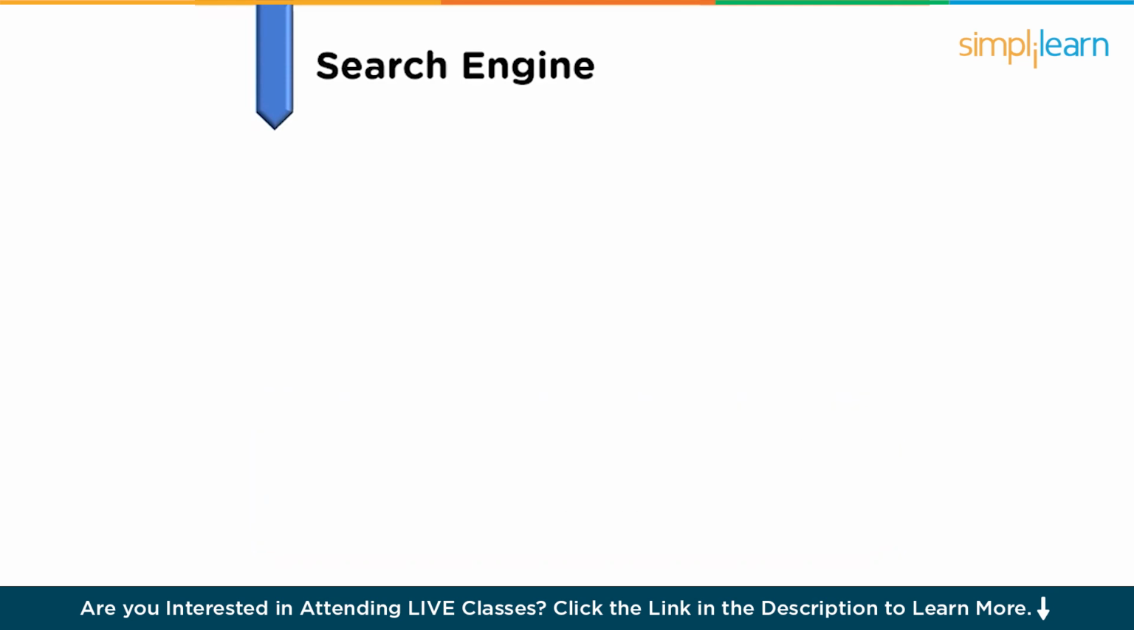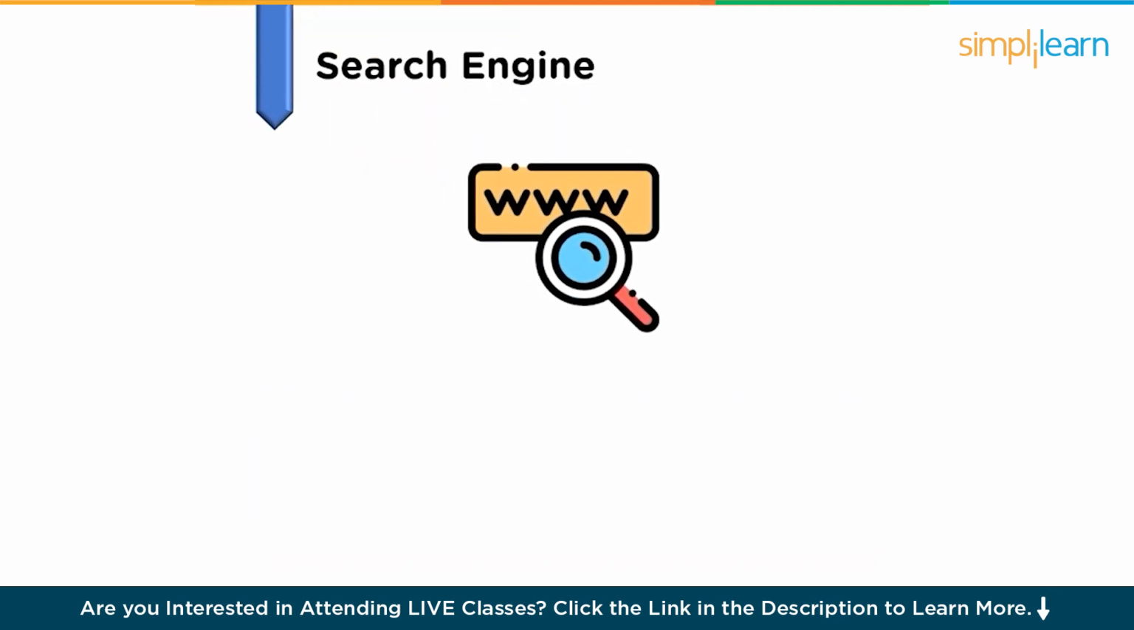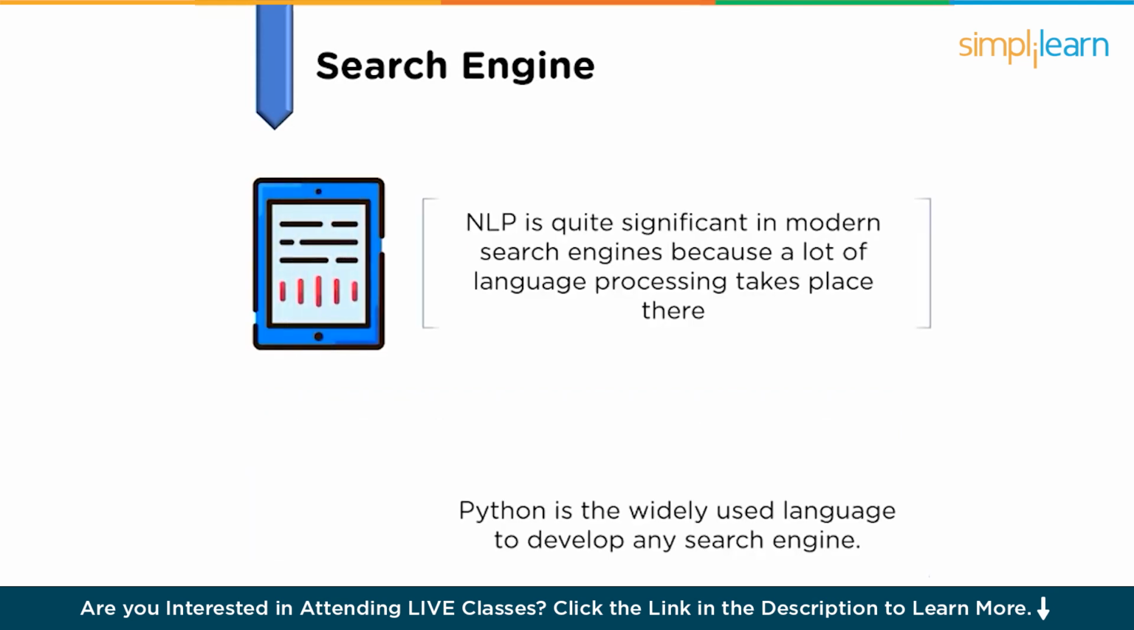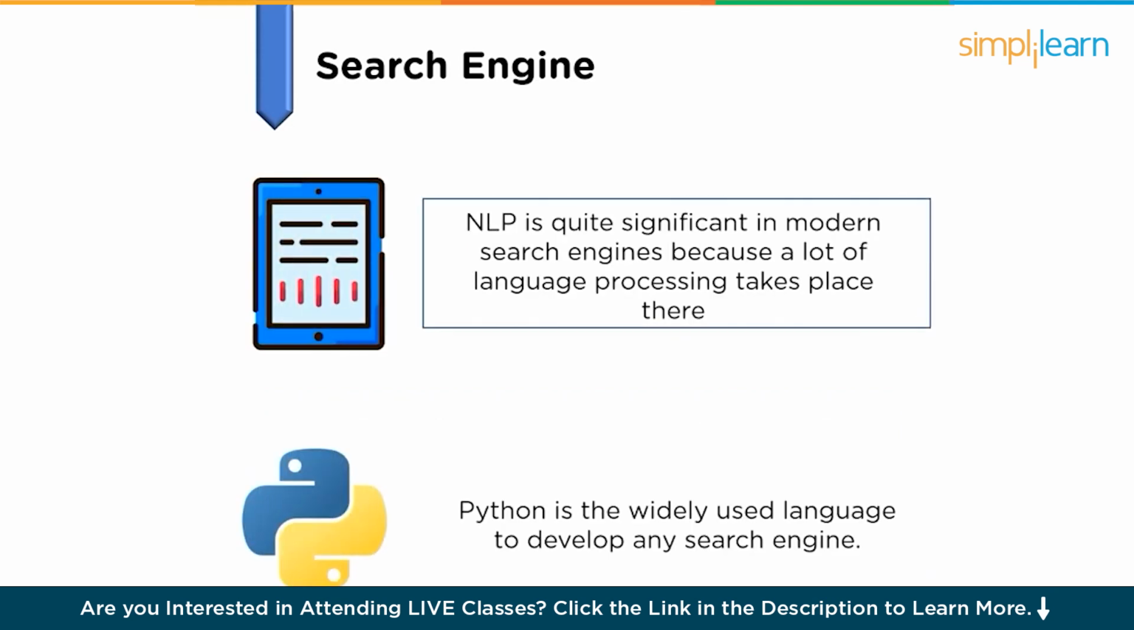Now coming to an important project, search engine. Search engines are utilized by all. We look for information on the greatest product to buy, a nice area to hang out, or solutions to any questions we have. NLP is quite significant in modern search engines because a lot of language processing takes place there. Python is the widely used language to develop any search engine, and a search engine is mainly concerned with lots and lots of data. It's helpful for any AI career aspirant.